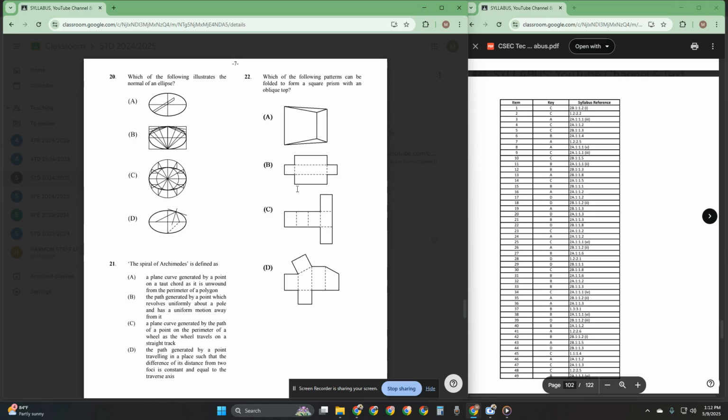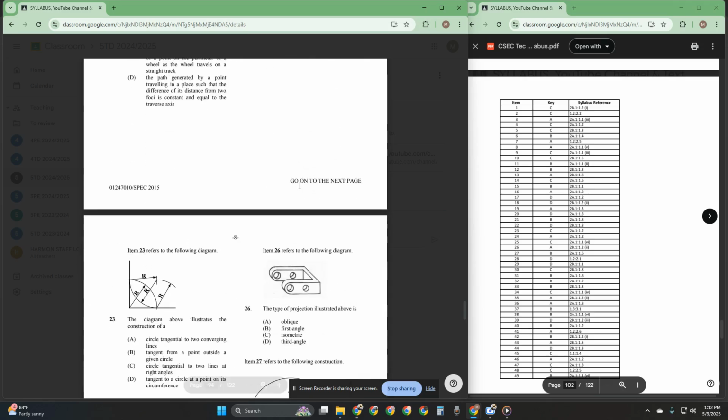22, which of the following patterns can be folded to form a square prism with an oblique top? So we have A, B, C, or D. A and B, based on my observations, are definitely out. Let me not suggest anything. 22, D. Again, this makes sense. So this is the bottom here, the bottom flap. And if you fold these two, the top of this square prism would be oblique. So 22D.